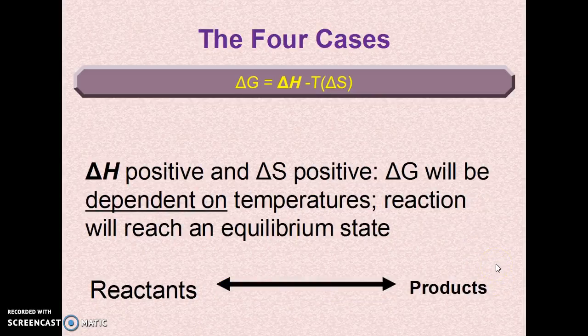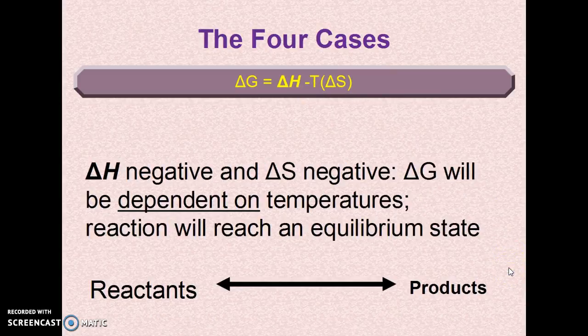If delta H is positive and delta S is positive, then delta G will be dependent on the temperature. The reaction will reach an equilibrium state, and the temperature is going to determine what K is. And of course you knew that. Now you know why temperature determines the equilibrium state. If delta H is negative and delta S is negative, then delta G will be dependent on temperature, just as in the previous slide. The reaction will also reach an equilibrium state, and the temperature will have an impact on K, the equilibrium constant.